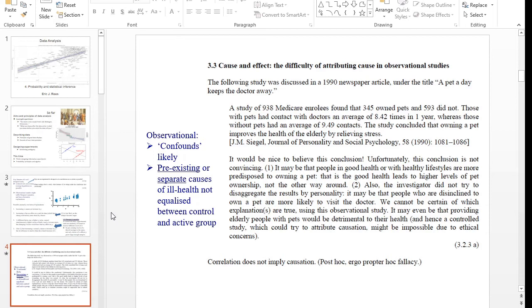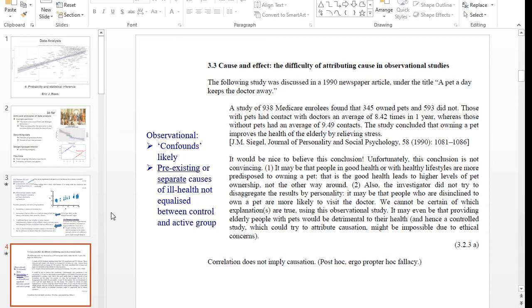Maybe it was just that people who are of a more anti-pet disposition, maybe they're also more pro-visiting the doctor, just as a matter of personality. We can't tell which is the case from looking at observational data. But you do have to be careful.